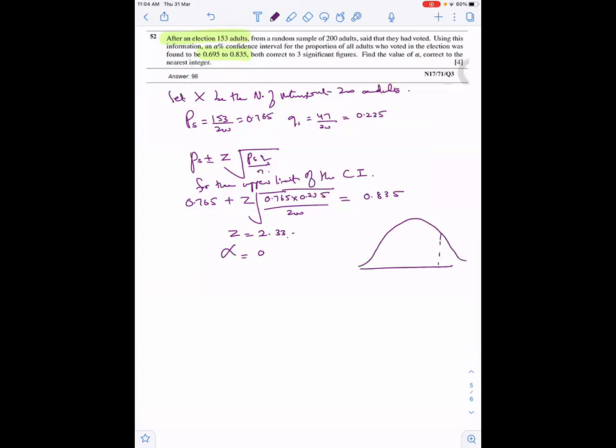This value is 2.33, and this is minus 2.33. This whole area has come out to be 0.9901. So if I subtract 1 minus 0.9901, whatever I'm getting is going to be this area, multiplied by 2 and subtracting it from 1 is giving me 0.98. So the confidence interval is 98%.